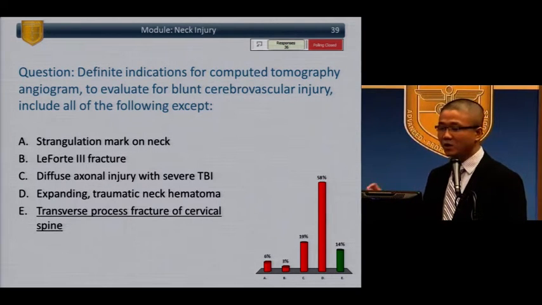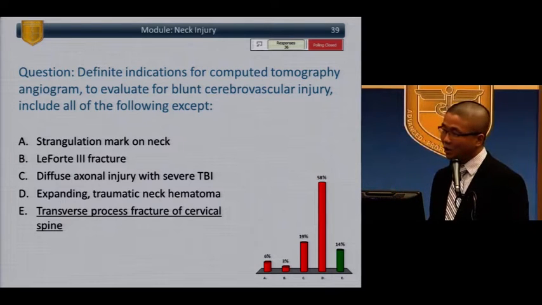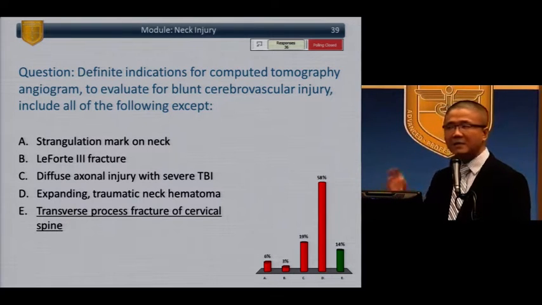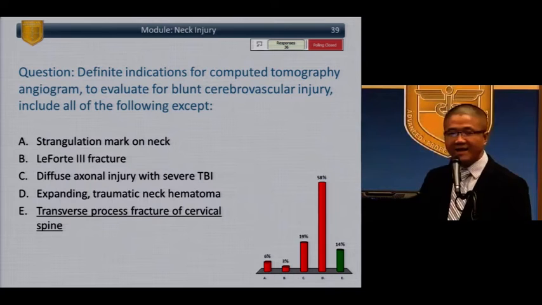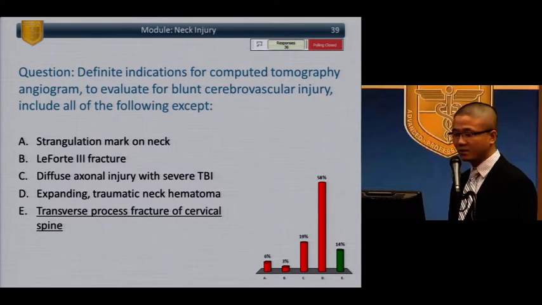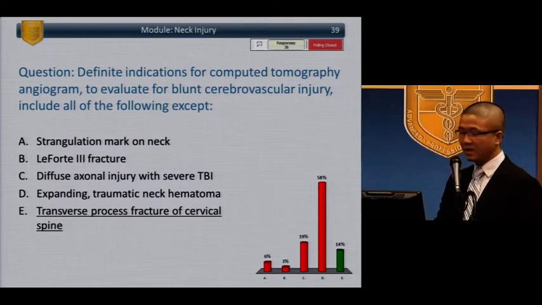A, B, C, and D are all absolute indications because they're telling you that there may be a hard sign, or the mechanism was strong enough that it could potentially lead to a blunt cerebral vascular injury. So the answer is transverse process fracture of the cervical spine, which does not make me believe that the patient is at increased risk for a blunt cerebral vascular injury.